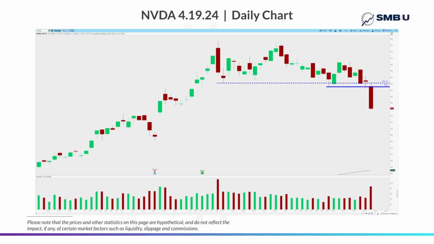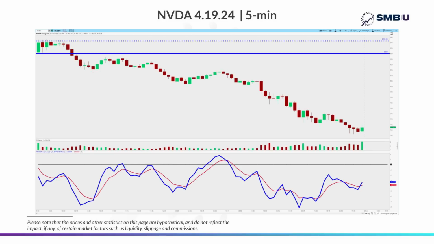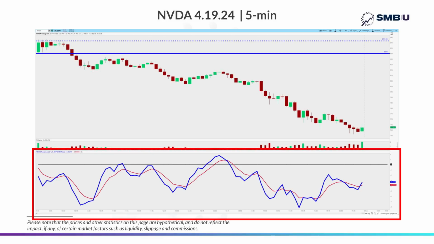So here's our setup. Here's NVIDIA on April 19th, and you can just see clearly there that it has a big level on the daily chart that it broke down from on this morning. So if we go to the intraday chart on this example, we're just going to show the MACD with the price chart just so you can see what it looks like.